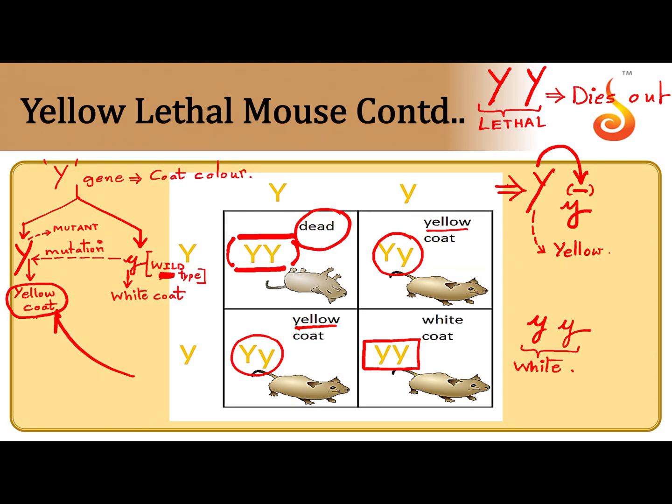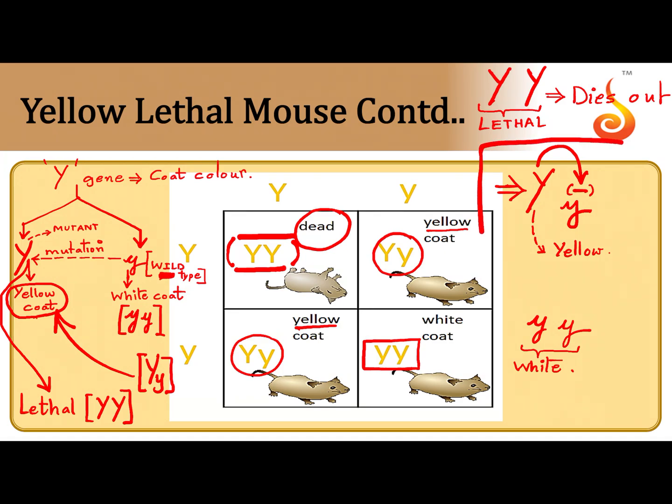So normally the capital Y, which is responsible for yellow coat, sometimes may also function as a lethal gene. When does it function as a lethal gene? In homozygous condition. When is it responsible for yellow coat? In heterozygous condition. Then what is the genotype for white coat? Homozygous recessive wild type. Did you understand? So the lethal gene here is the dominant allele capital Y, which came into existence from the mutation of the already existing recessive allele, that is the wild allele. Why am I calling it dominant?